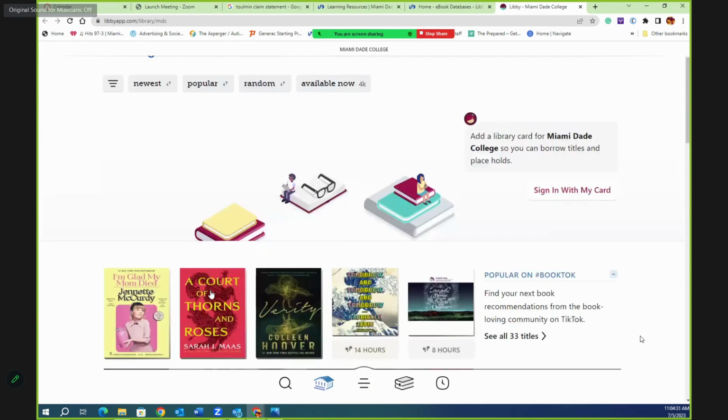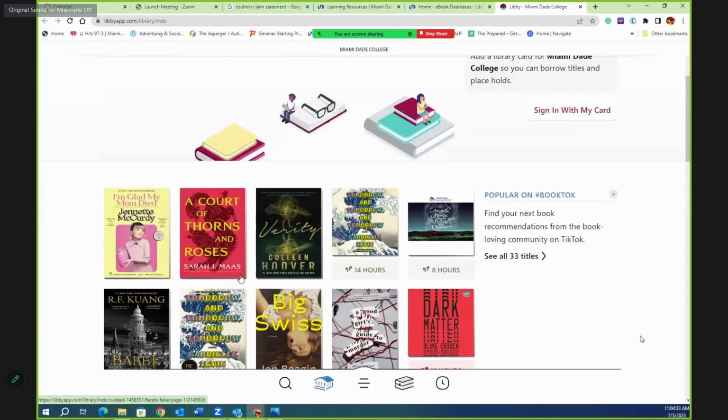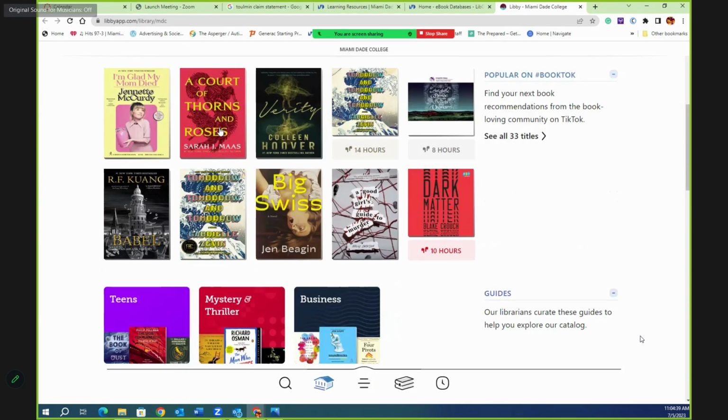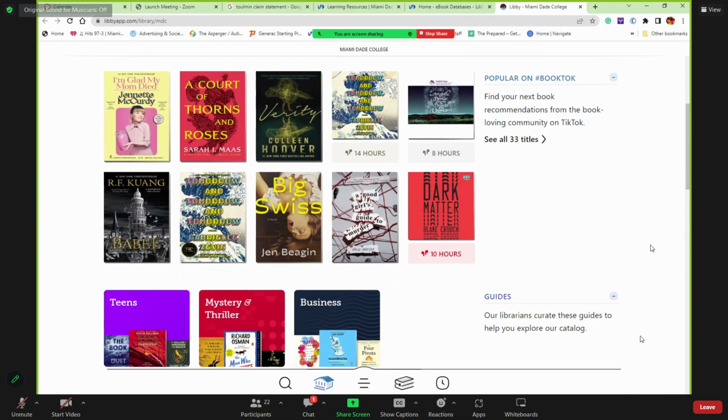I was just recommended this book. Somebody just told me A Court of Thorns and Roses. I think my niece just recommended it. She just finished reading it, and she texted me and said she thought I would like it. I have not looked at it, so I wonder.